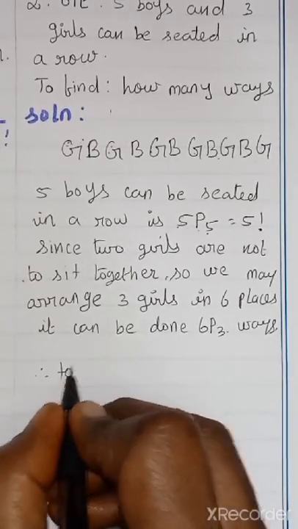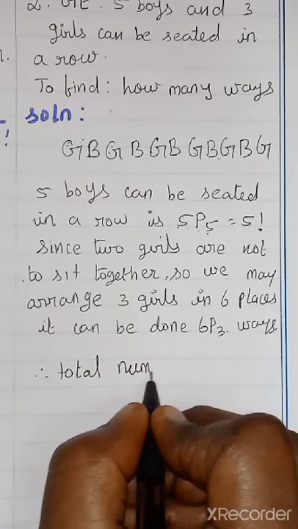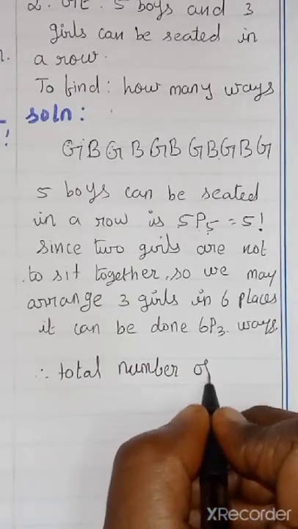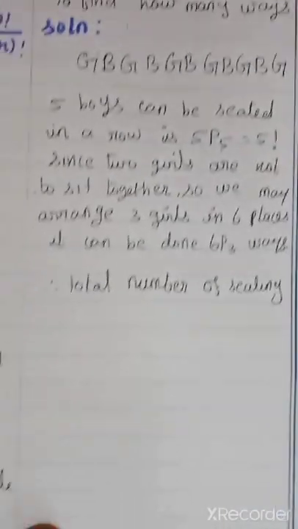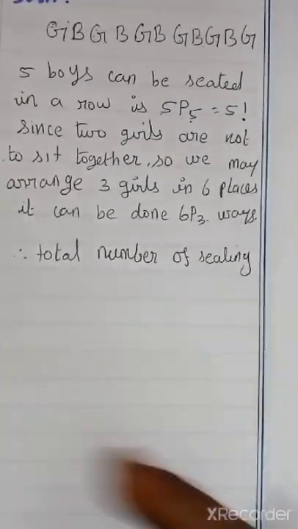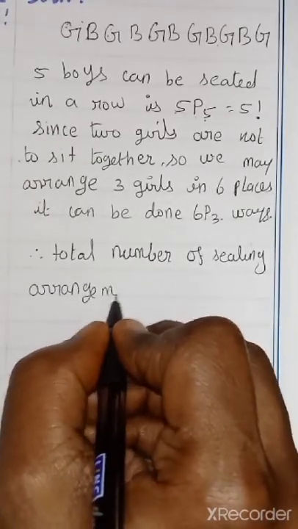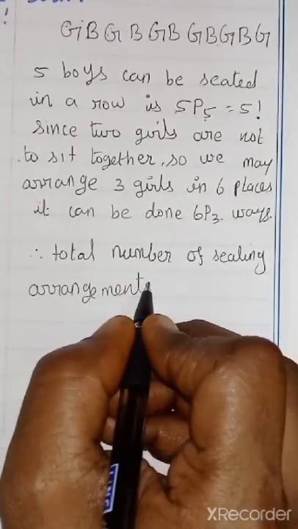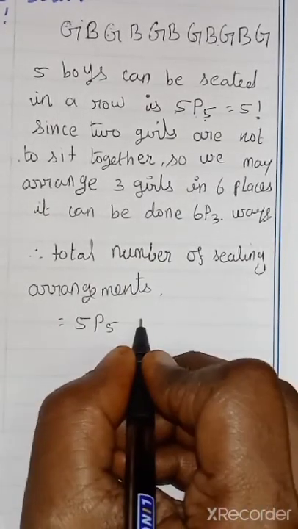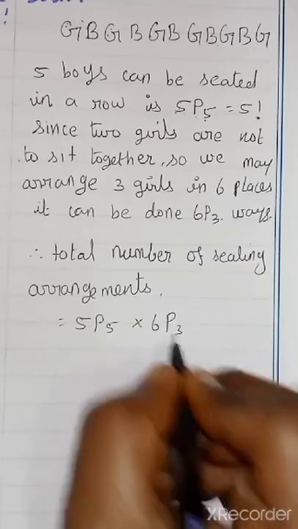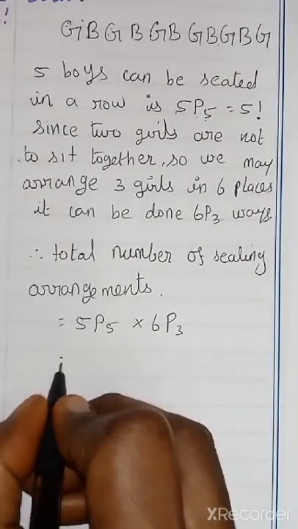Okay, so that's all. You have to write it in the format. So the total number of seating arrangements is 5P5 into 6P3. Correct? Okay, what is the 5P5 answer?